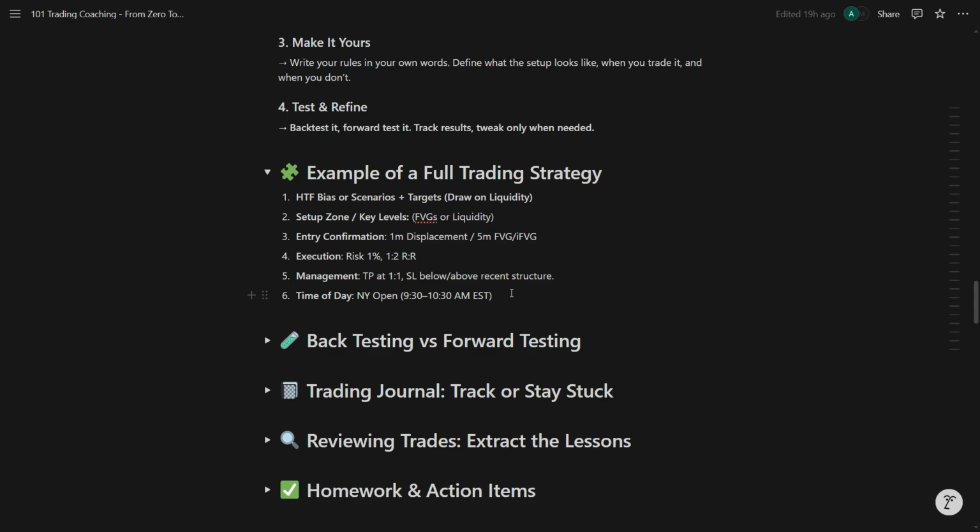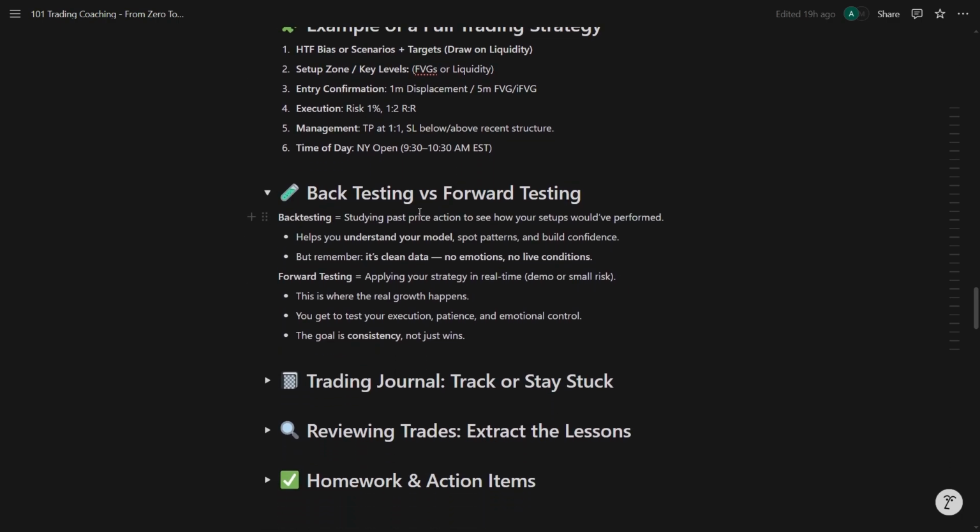You understand? So when you have your own strategy, you want to have all of this in mind. Like you want to have all of these points in mind. You want to make sure your strategy doesn't miss any of these things. Now, to answer your question, backtesting versus forward testing. So backtesting is basically studying past price action to see how your setup would have performed. So you go into, for example, 2024. Let's say you backtest the whole year for one specific setup. It will help you both learn the strategy and understand your model and the data that your model gives. For example, you have a 50% win rate with a 1 to 2 risk to reward.